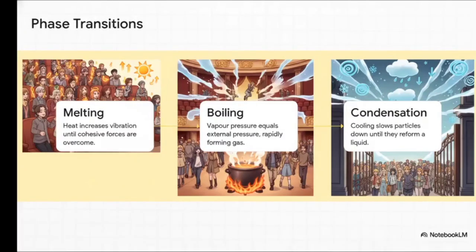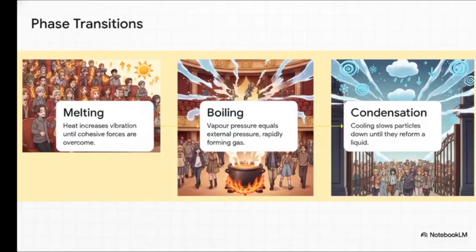Step 1 is melting. When you apply heat, you increase their kinetic energy. The audience starts vibrating at a higher frequency until, eventually, that movement totally overcomes the cohesive forces holding them in the chairs. The solid collapses and turns into a liquid, an audience now mingling and walking around the lobby.